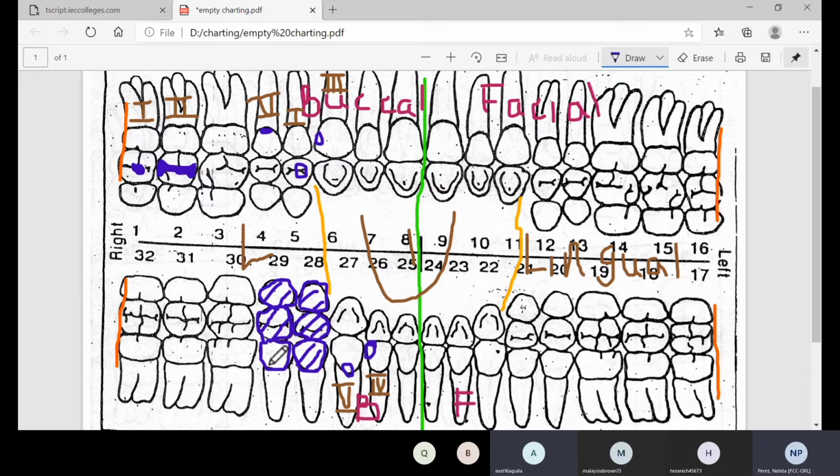Okay, so the next one has a symbol like this, and by the way, class, I'm using blue, but any of these symbols can be blue or red. So if it's blue, who can tell me what blue represents? Needs to be done. Not needs to be done, because blue represents what? Already done. Already done, work completed.